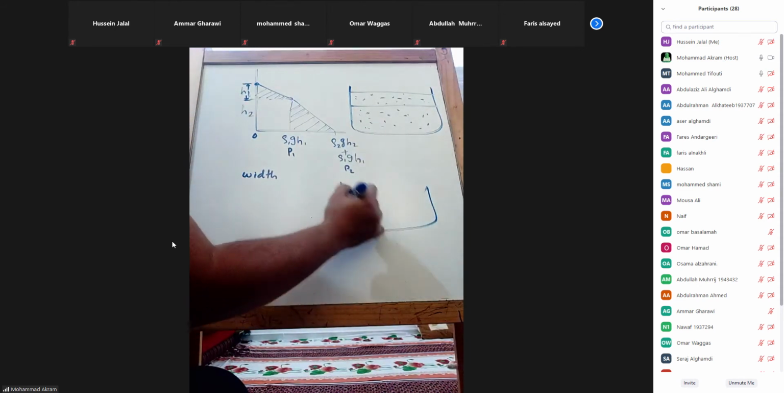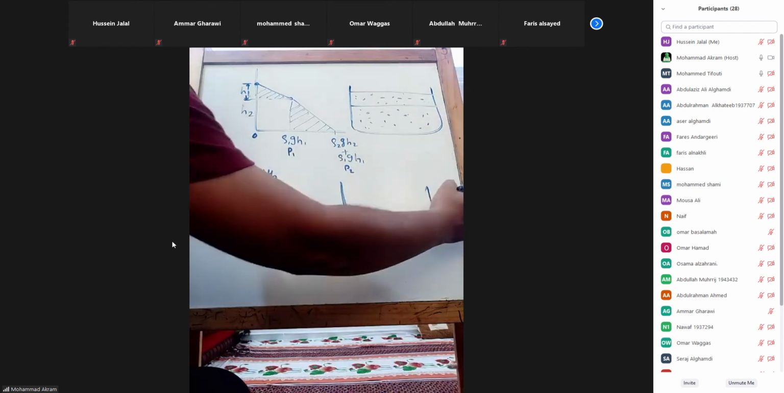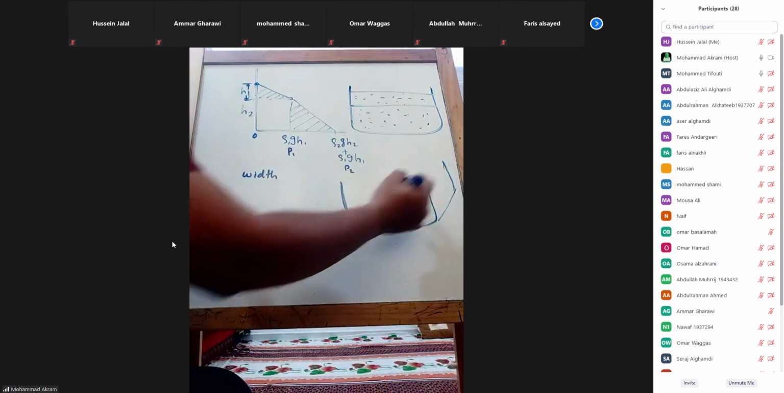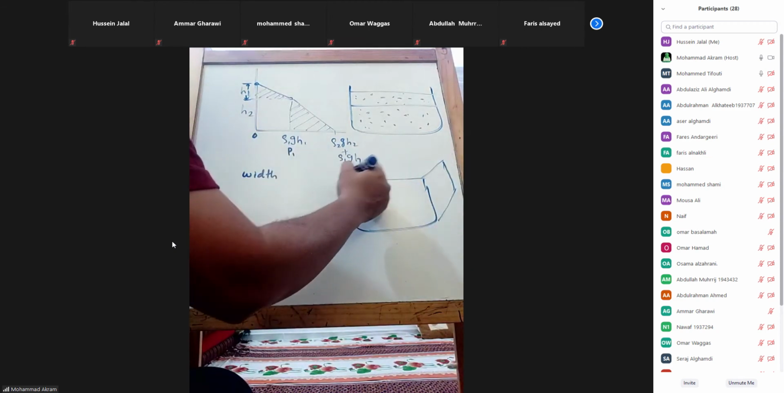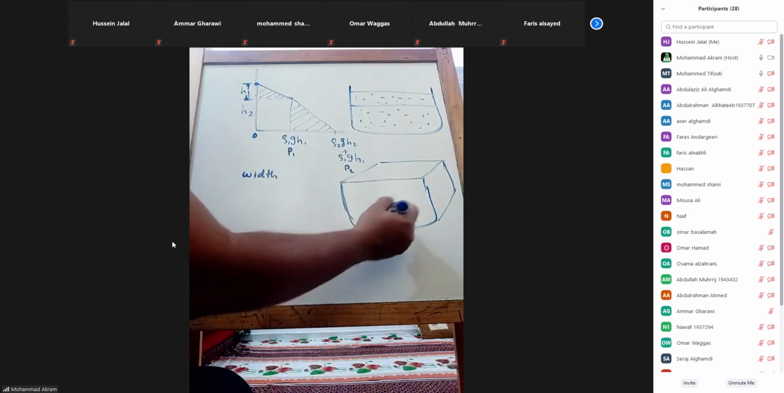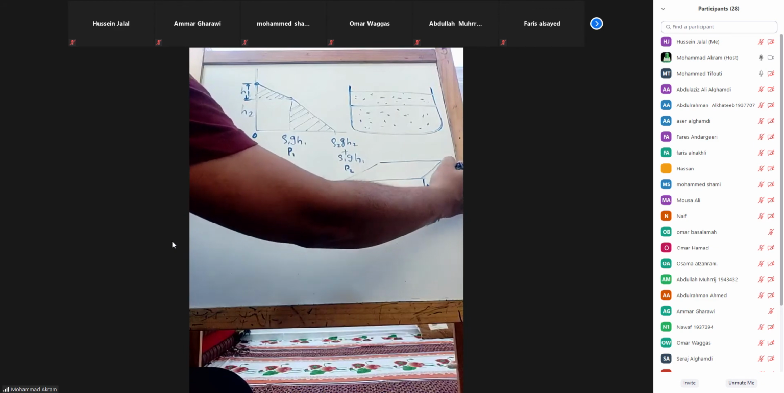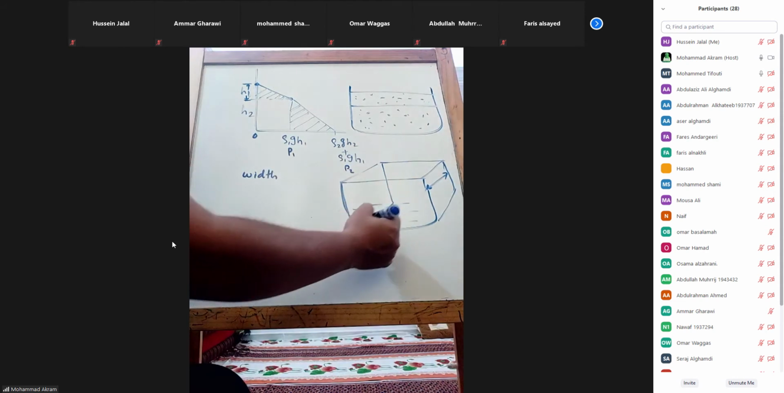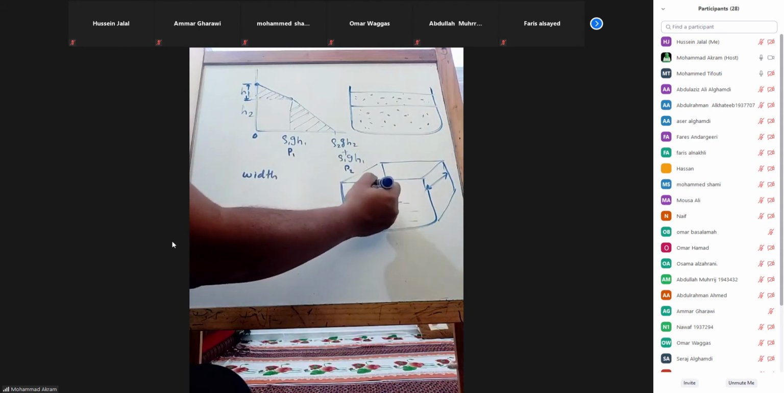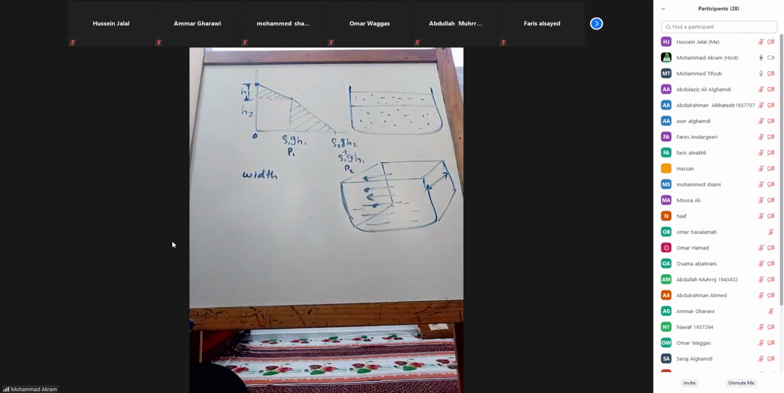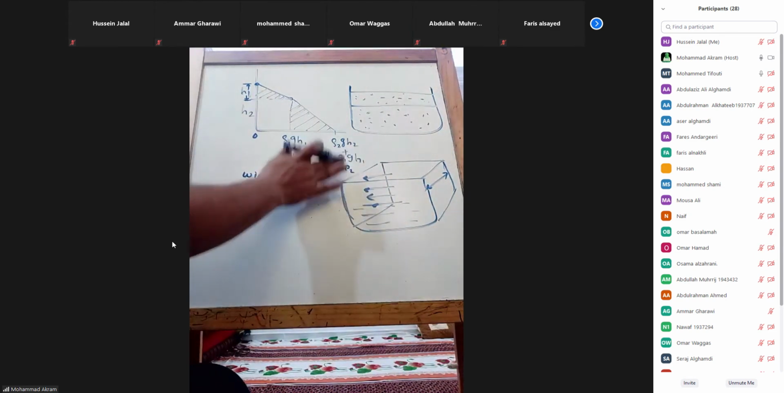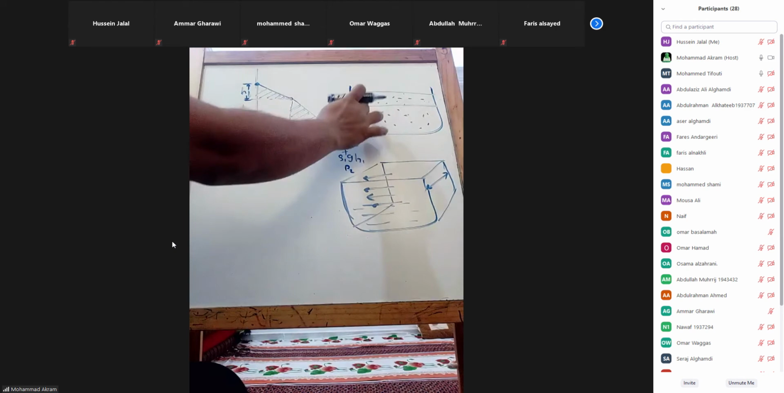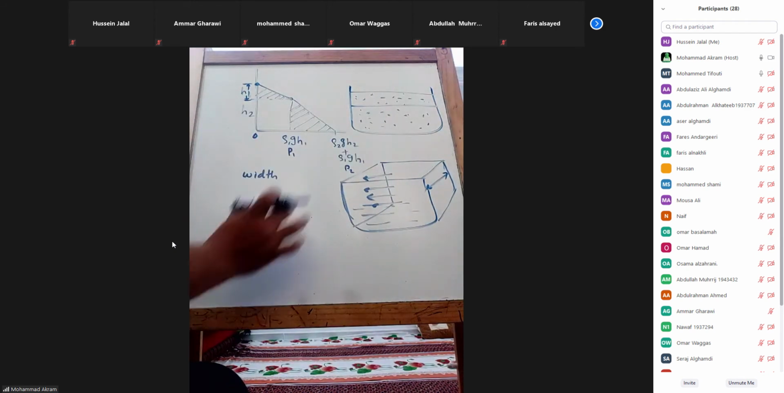See, if this container is like this, this width is given. You need to consider that and calculate the area, because it is asked to calculate the forces acting on this side surface. So you can consider this as a vertical plate immersed in water or fluids of different density. So this is a solved problem.